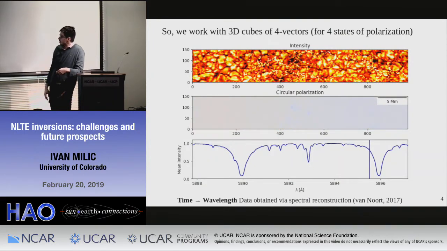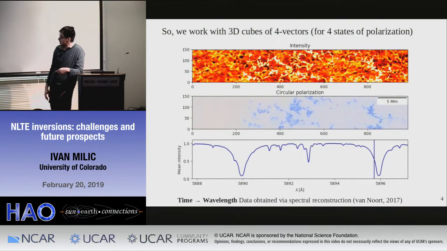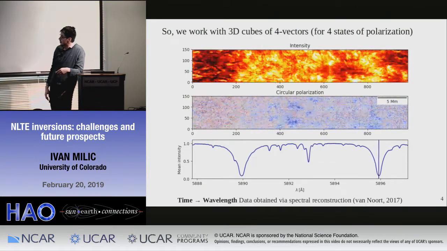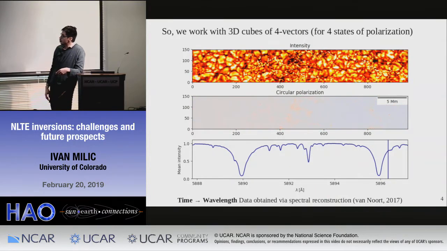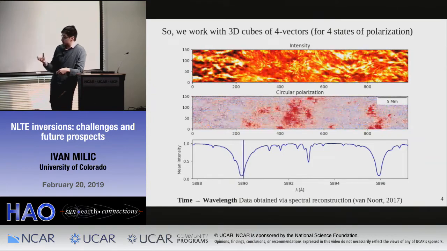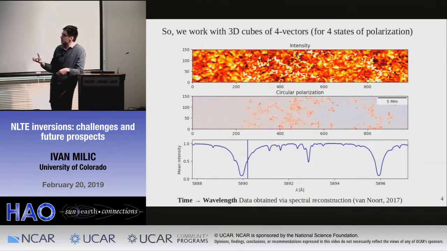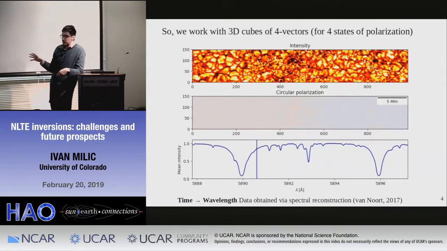But another thing that carries a lot of information is the middle panel here, and that is where I'm plotting the circular polarization in the line. And we know that because of the Zeeman effect, there is polarization in spectral lines, and this circular polarization here more or less maps where the magnetic field is. And not surprisingly, the position where there is signal in Stokes V more or less overlaps with the position of plage that we see here.